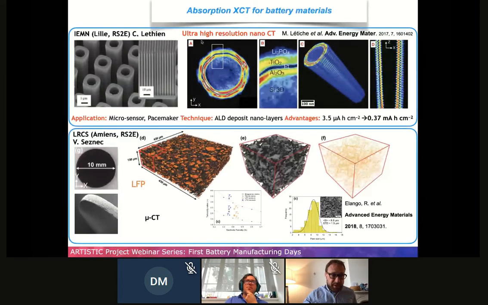Another example is a collaboration with Vincent Ciznek in LRCS, with a very thick electrode. This electrode is very porous. The purpose is to evaluate the porosity and tortuosity of these materials and try to see the homogeneity of porosity and interconnection of all these pores. So we did that, and we try to correlate this 3D information with the electrochemical properties.